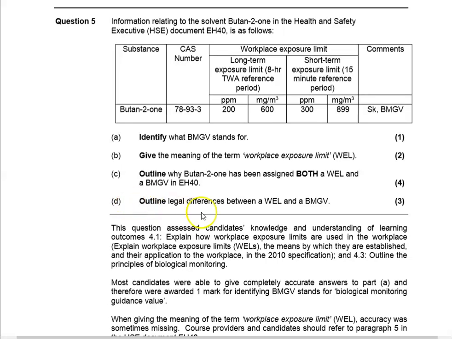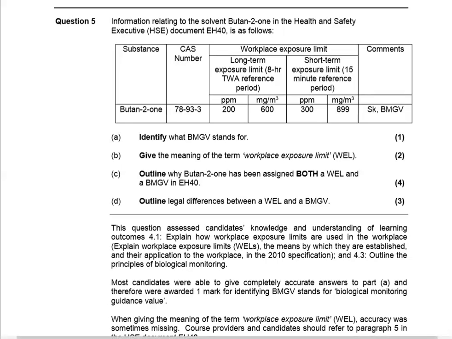Hopefully you all had the book, and this is what I keep coming back to. The book typically is like this, EH40. Some substances have both the workplace exposure limit and a biological value as well. When we get into that, maybe in another session, you'll know that there are actually two types of biological units there as well. But I'll stick to this question here. Identify what BMGV stands for. It stands for biological monitoring guidance values.